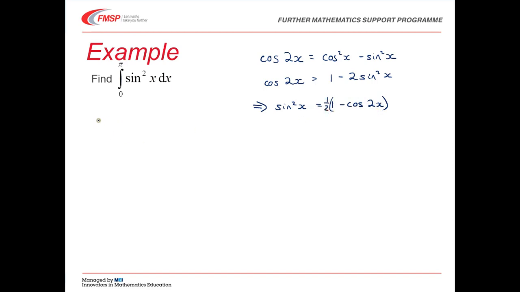And that means that the integral that I'm trying to do is actually the integral from 0 to pi of a half (1 minus cos 2x) dx. And that's the sort of integral we practiced in the last video. It's a half. Integrate 1 and we get x. Integrate cos 2x and we get sine 2x times a half.